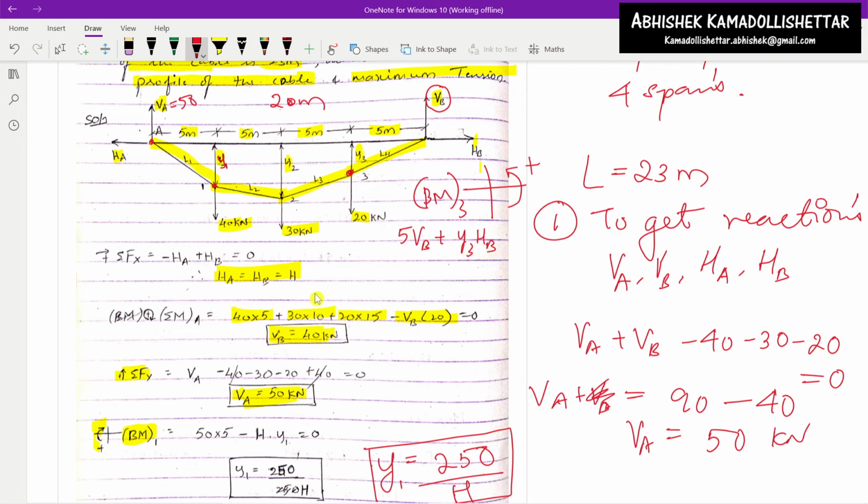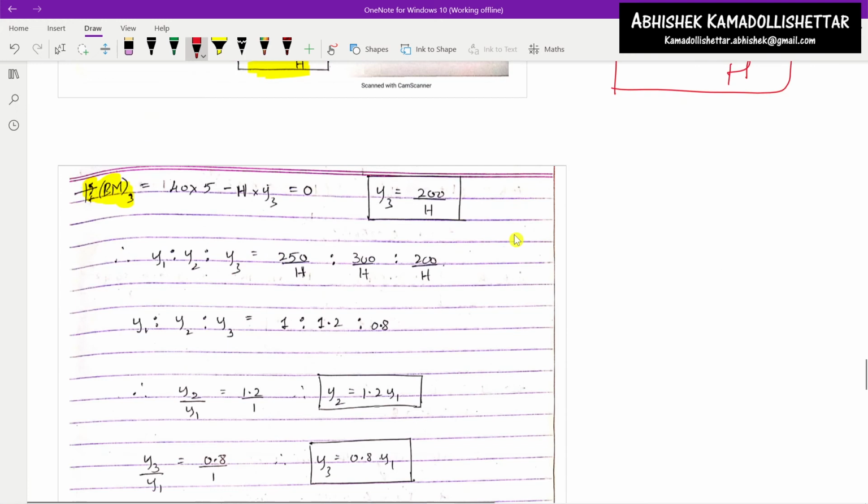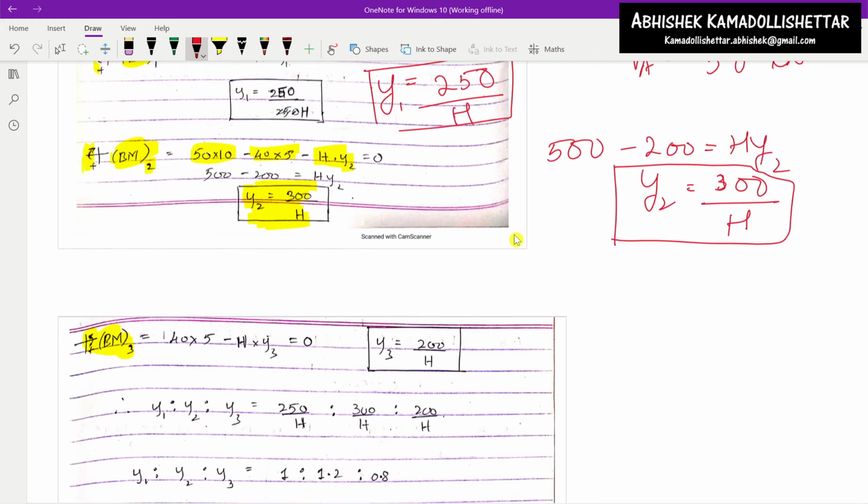5 into Vb is causing a clockwise moment, so let us take clockwise as negative, minus this one is equal to 0. That is what is written here. So at last you will get y3. So y3 is 200 divided by capital H.